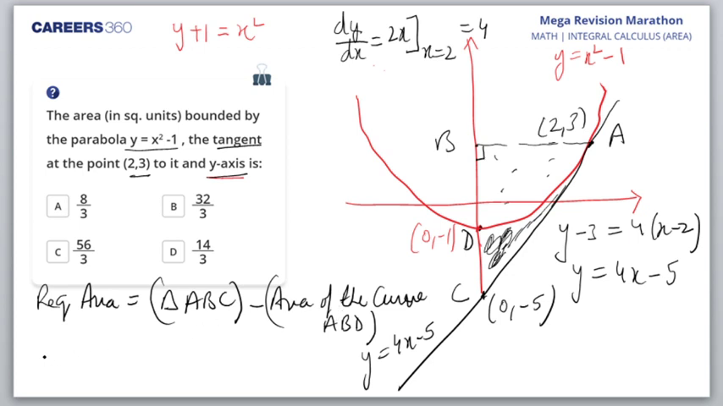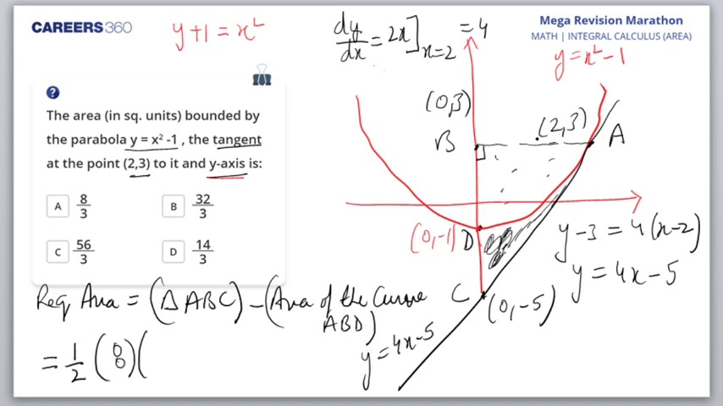So the area of the triangle, can you tell me? That would be half, the area of the triangle ABC, half, what's the base? The coordinates of B would be 0, 3. So this distance is 3 and this distance is 5. So base is 8. It's a right angle triangle only. And what would be the height?